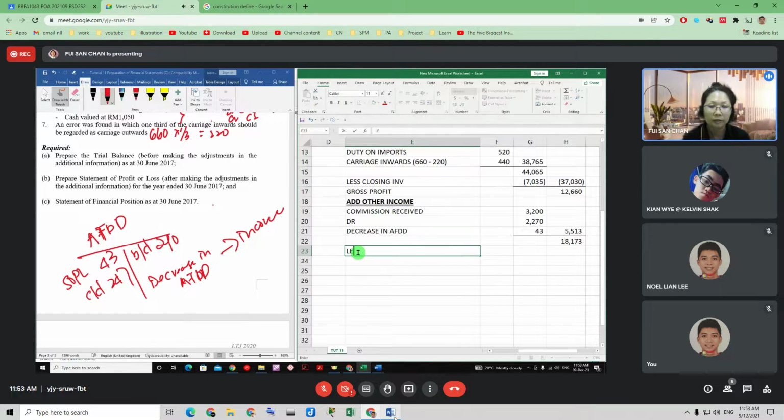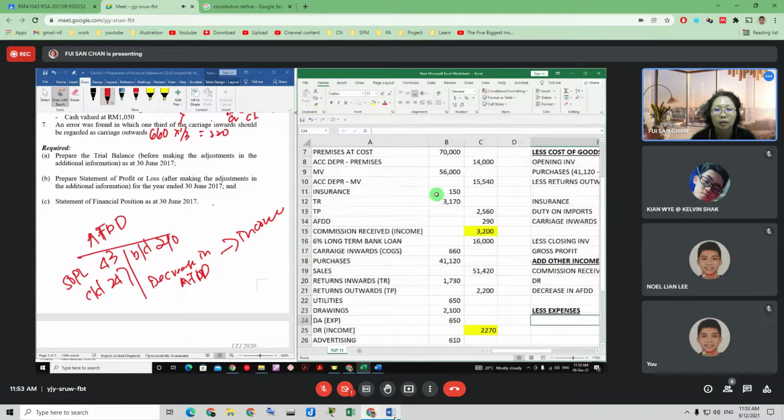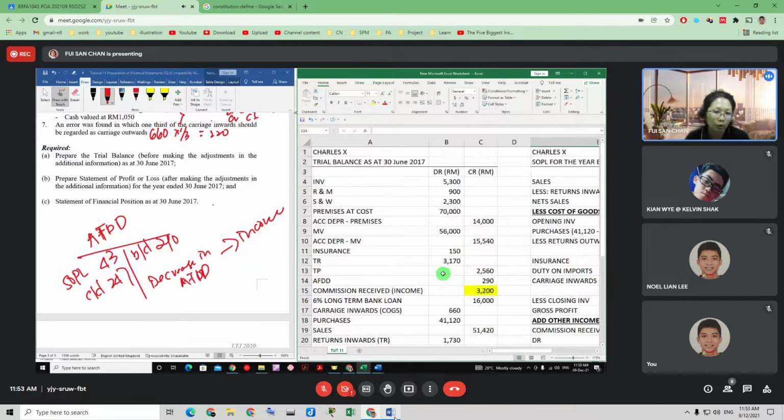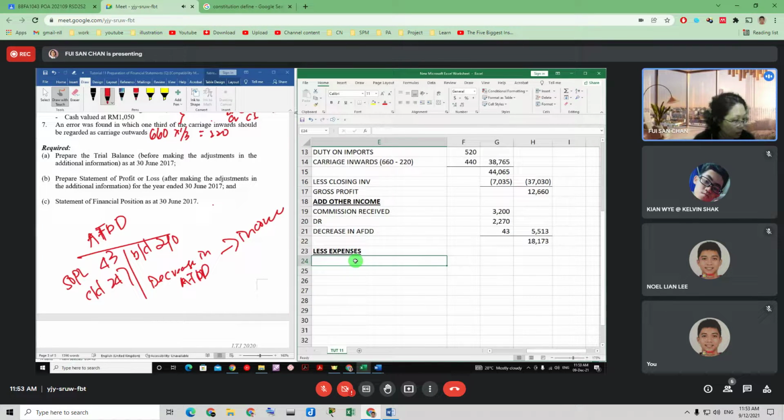Yeah, then we less expenses. Now, so must remember the format. I am very, very used to this format, so no need to refer. Okay, expenses. Now expenses, then you look at your trial balance, you check on the debit side. You only look at the debit side. Don't bother about the credit side. Okay, so our expenses are actually a lot. All right, if we go by the sequence, we have repair and maintenance, 5,003.